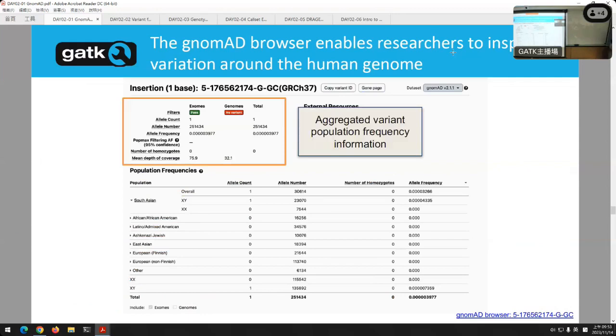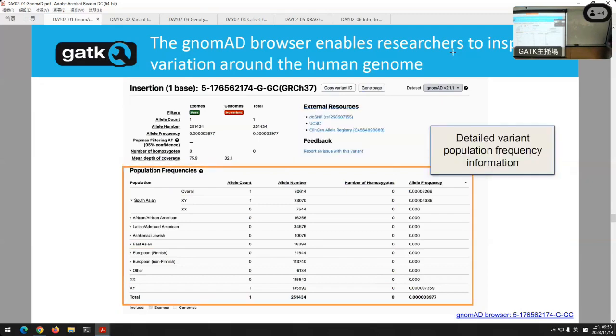On top, we can see information about this variant's allele frequency across all of the samples in gnomAD. It's broken down by exomes and by genomes. So it's a little bit small, but you can see that the allele count is 1 in exomes. So it was actually only observed in a heterozygous state in a single sample in all of gnomAD. And at the bottom, we can see this information broken down by population and by sex. So we can now see that our one carrier is a South Asian male.